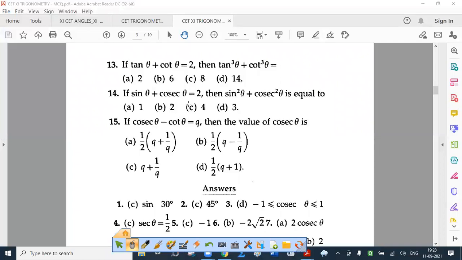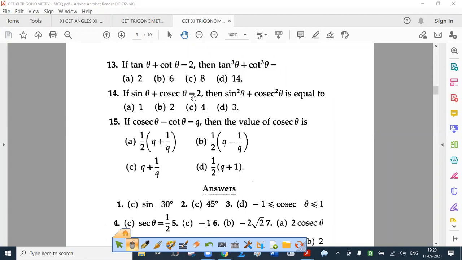14th, if sine theta plus cosec theta is 2, then what is sine square plus cosec square? We can do this orally. Square: sine square plus cosec square plus 2 sine into cosec, which is 1. So sine square plus cosec square plus 2 is 4. So sine square plus cosec square is 2, which is given in option B.